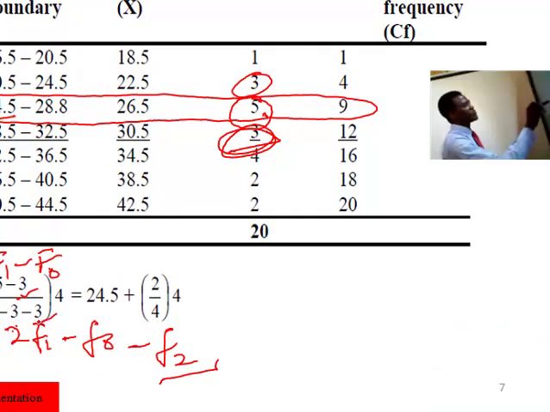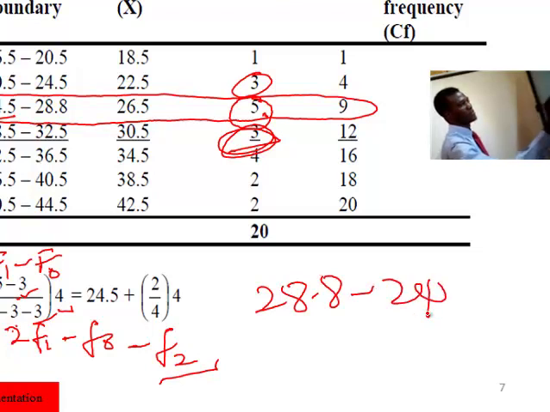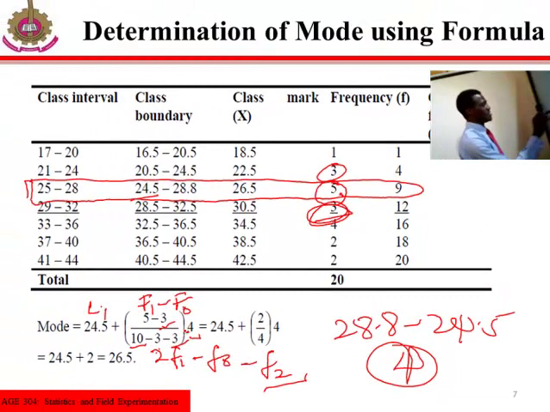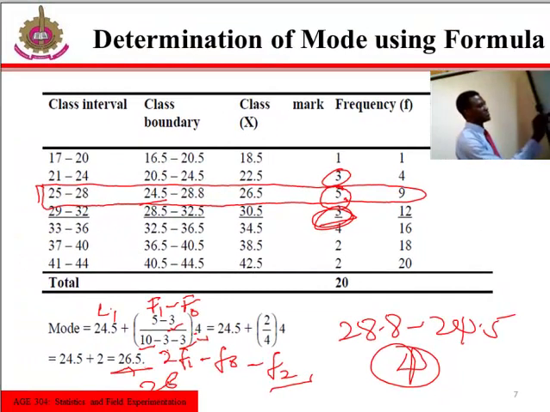Then our class width is 4, that is 28.5 minus 24.5. So we have 4. That's how we have this 4. Then conducting the mathematical analysis on it, we arrive at 26.5 to be our mode.